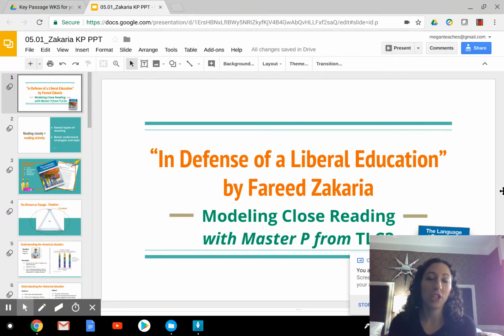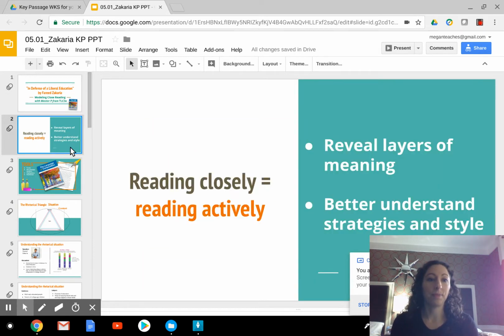Today we're going to take a look at strategies you can use to closely read specific passages from your reading. As you can see on the screen, today we're talking about an excerpt from In Defense of a Liberal Education by Fareed Zakaria, and let's jump right into it.